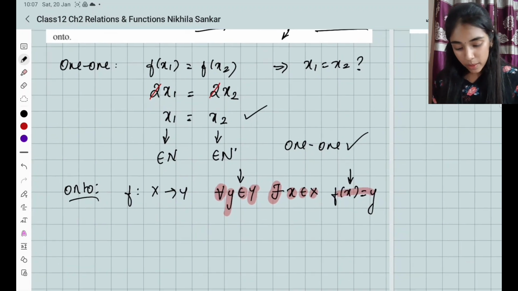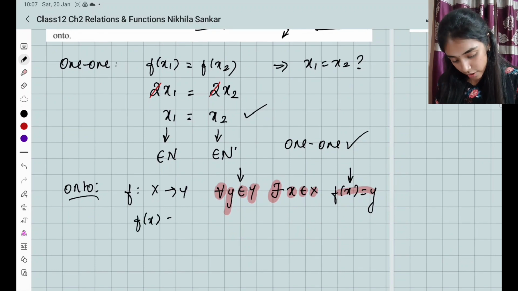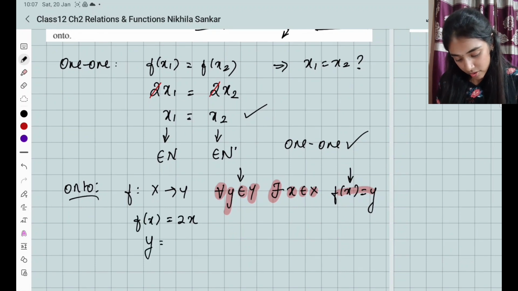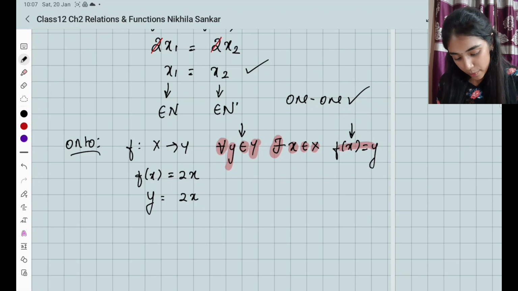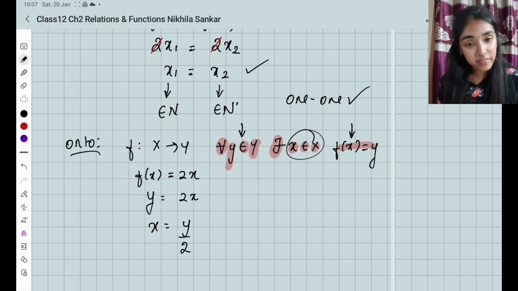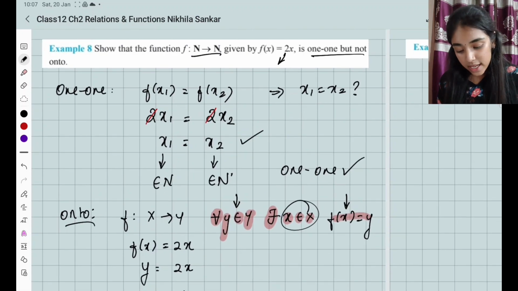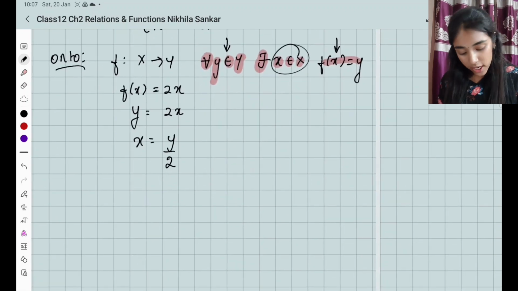Understood? So now, what is the equation given to us? You have f of x equals 2x. So I can write y equals 2x. Now we have to find the value of x. They are asking what the value of x is, there exists x. So what is the value of x? It is going to be y divided by 2. But what is our range going to be? It is going to be all natural numbers.